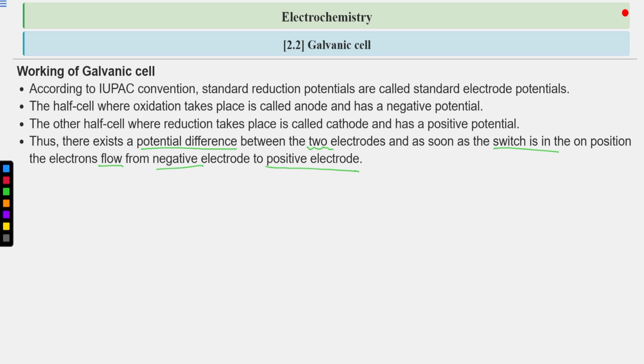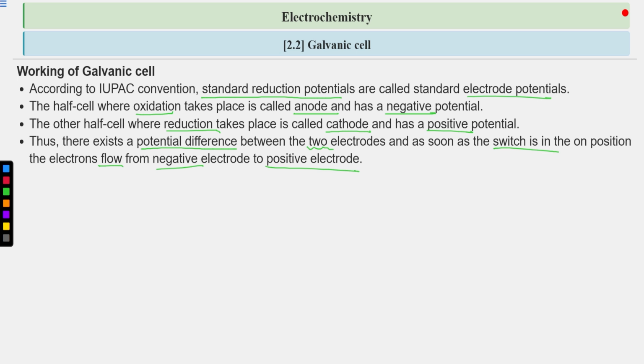Okay, first of all, the standard reduction potential is considered as standard electrode potential as per the IUPAC convention. Secondly, the two half cells: the one at which the oxidation process takes place, we call it the anode, and it will have a negative potential. The second half cell, where the reduction is taking place, we call it the cathode, and it will have the positive potential.